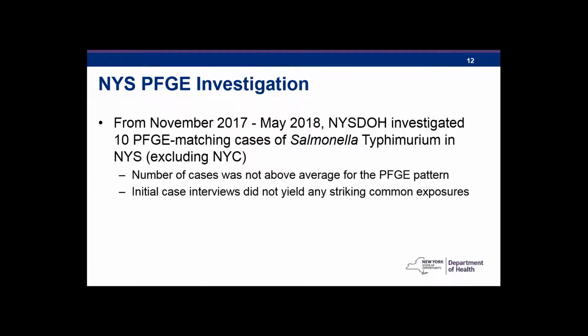So from November 2017 to May 2018, New York State Department of Health investigated 10 PFGE matching cases of Salmonella typhimurium in New York State, excluding New York City. This number of cases was not above the baseline for what we normally see with this pattern. And when you looked at the case interviews in totality, they really didn't yield any striking common exposures.